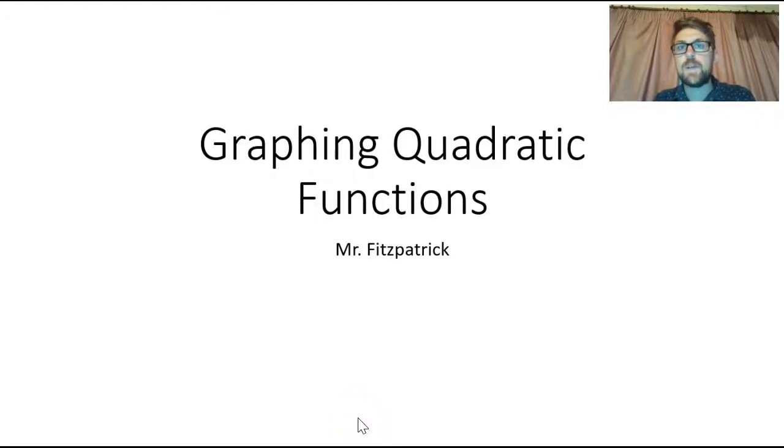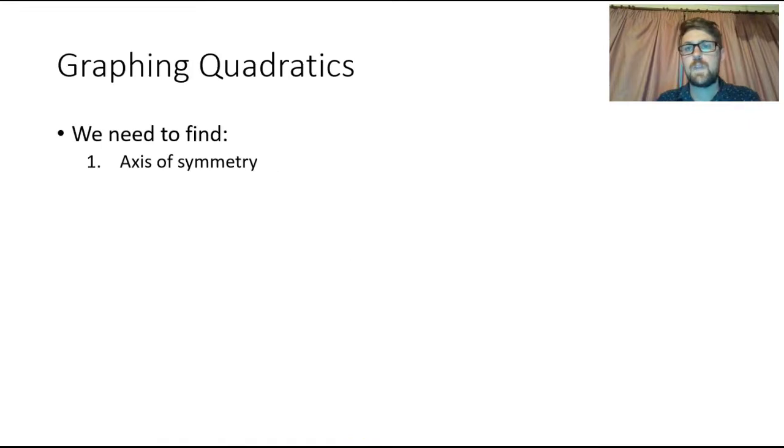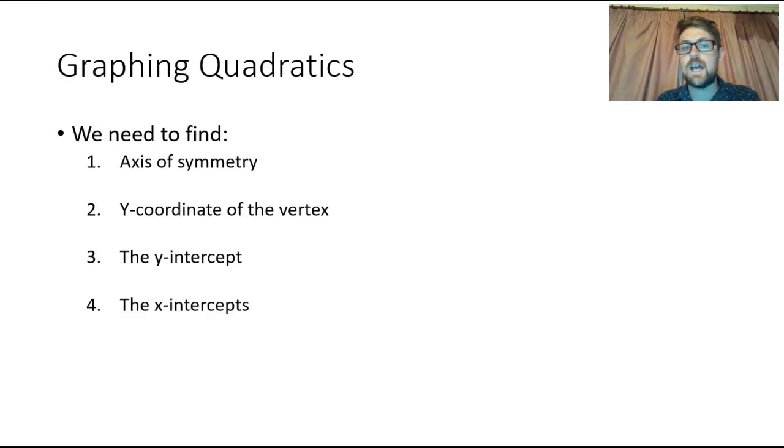Okay, so today, guys, we'll be looking at how to graph quadratic functions. To graph a quadratic function, we need four things, and the first one is the axis of symmetry. The next one is the y-coordinate of the vertex, then the y-intercept, and then fourth is the x-intercept.